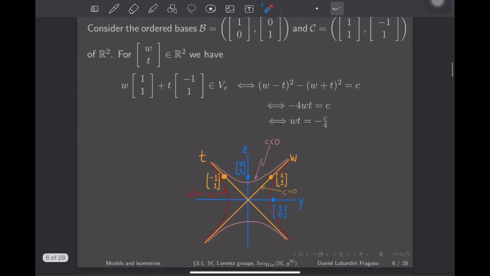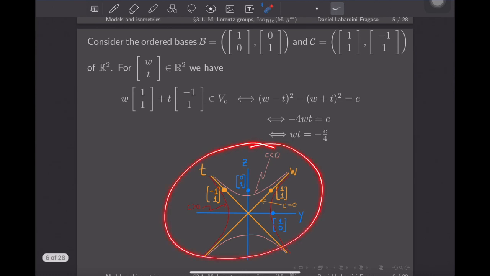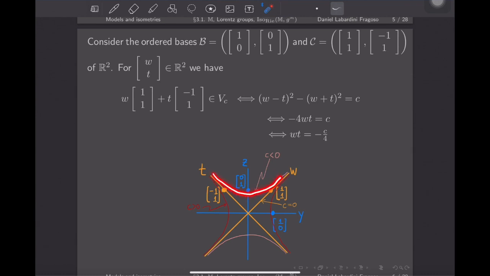So once I drew this, something that I would like you to see is that for C negative, when C tends to minus infinity, so negative but gets away from 0, the corresponding hyperbola starts getting away from 0. Right? And when C is negative but I make it tend to 0, then the hyperbola really gets close to 0.